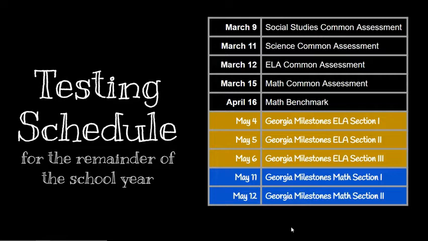In gold, you will see the Georgia Milestones ELA section 1, 2, and 3. That will take place on May 4th, 5th, and 6th. Your student will report face-to-face to their home-based school on these dates to take this online test. Then you will also see the blue boxes, May 11th and May 12th. Those are for Georgia Milestones Math, Section 1 and Section 2.